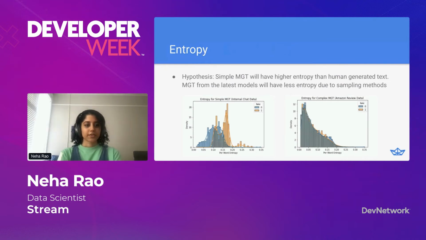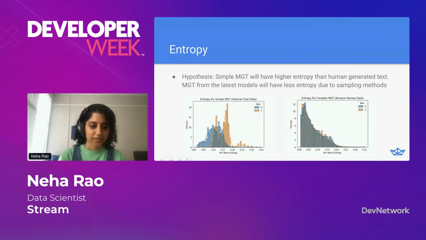So the first thing I tried was looking at entropy. Our hypothesis was that simple machine-generated text will have higher entropy than human-generated text, and that the opposite will be true for more complex machine-generated text.